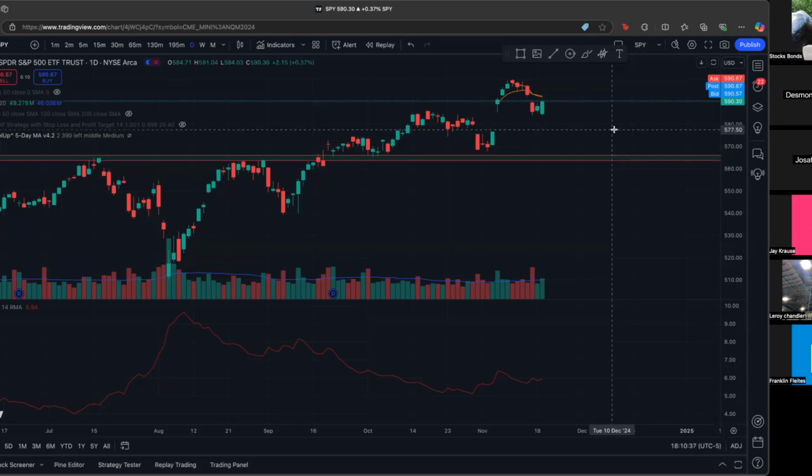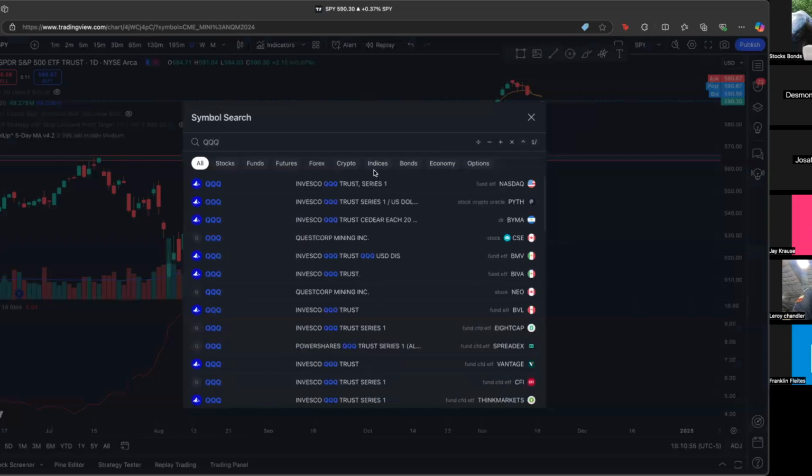Which means they can either go up towards 591, or if they have a down day, a trend day to the downside, it can go down towards 584 minus 5, which is somewhere around $579 to the downside. All that ATR gives you is the expected move. So let's talk about another stock with the same example.